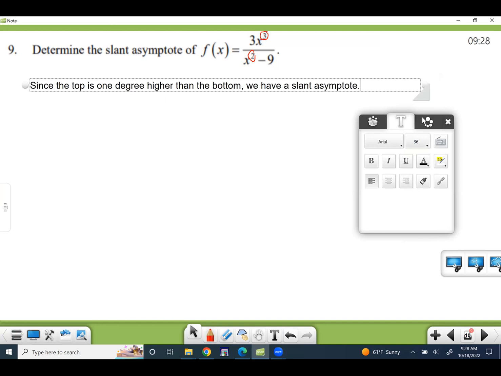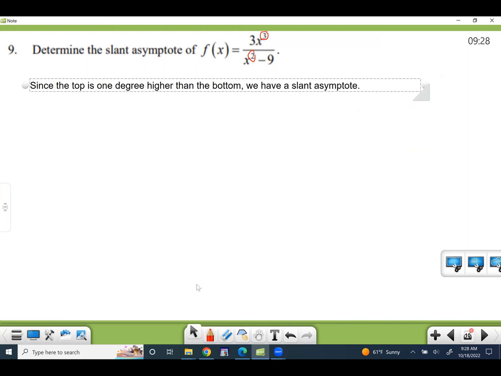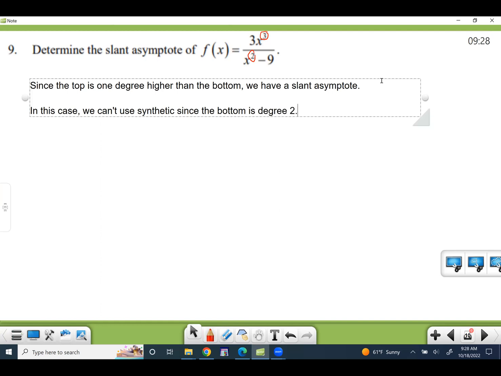Okay. All right. So in this case, we can't use synthetic, darn it, right? It's our favorite. Since the bottom is an x squared, is degree 2, we have to use long division. Okay. All right. So no biggie.